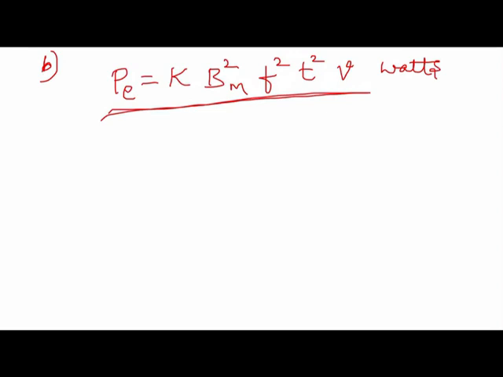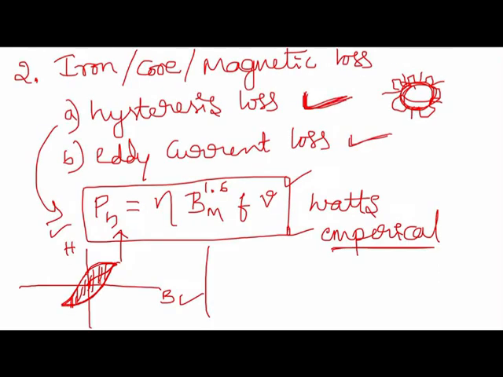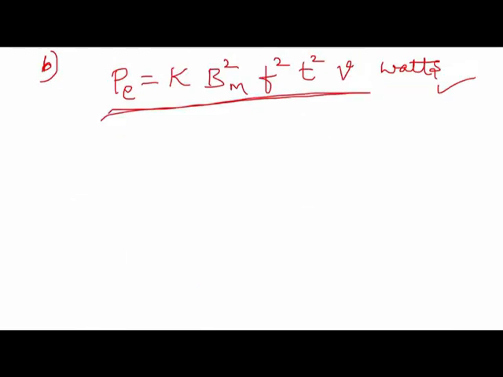We can minimize these losses. The hysteresis loss is minimized by selecting a core material which has a low hysteresis coefficient; if the coefficient is very small, the power loss will be very small. The eddy current loss is minimized by selecting a laminated construction of the core. The core can be constructed with laminated sheets like this, and by this we can reduce the eddy current losses.